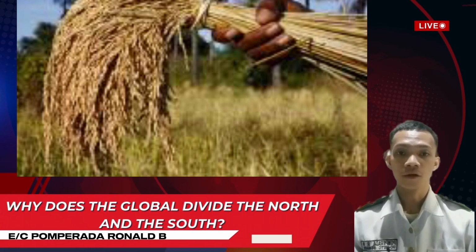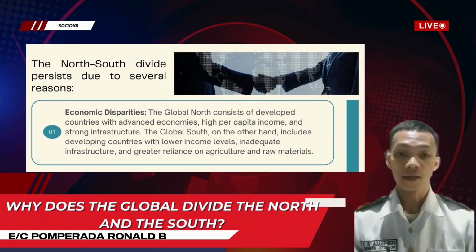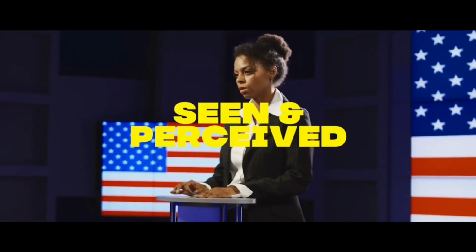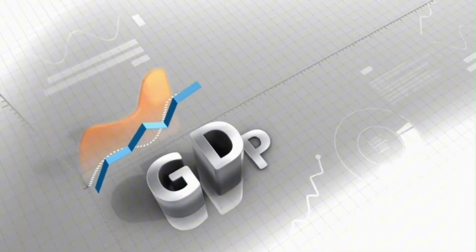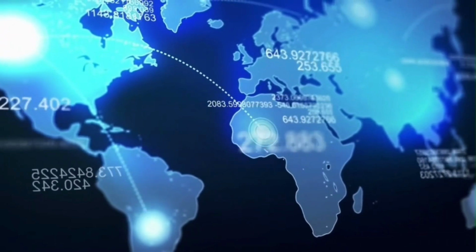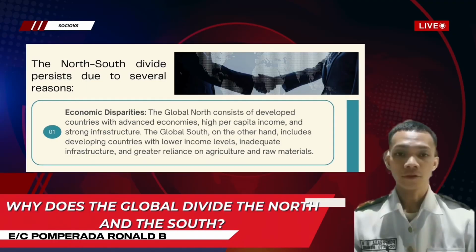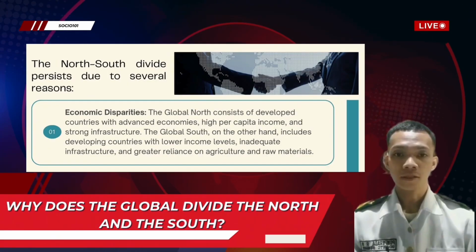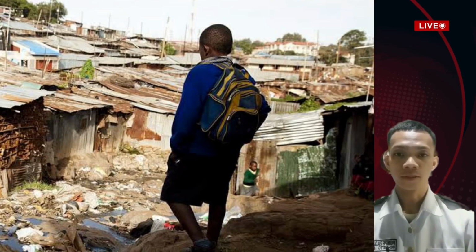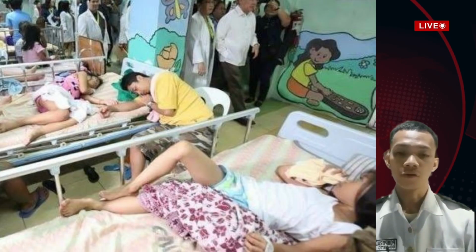agriculture and raw materials. Example: the United States, as a part of the global North, has a high GDP per capita, advanced technology, and a robust infrastructure. In contrast, a part of the global South relies heavily on agriculture and faces challenges such as poverty and lack of access to education and healthcare.